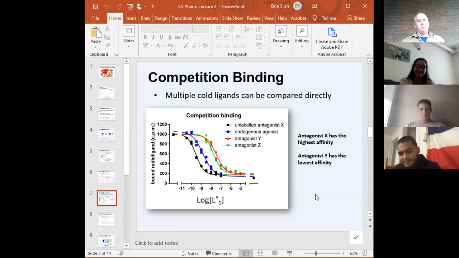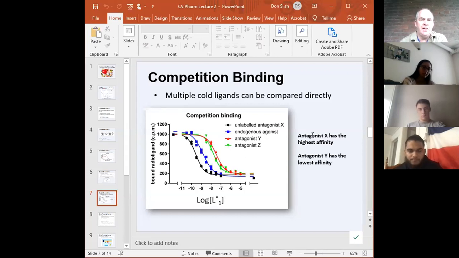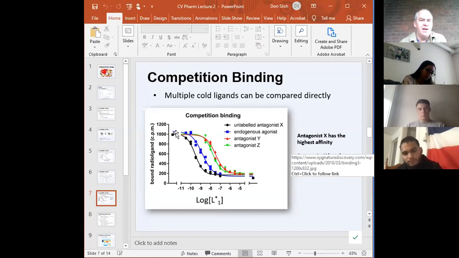Okay. So competition binding. Here is another experiment where you've got 1, 2, 3, 4 different antagonists, or 4 different things to compete. It's the same concentration of hot ligand, and you're doing 4 different experiments to see what the IC50 is of these 4 different ligands. When you look at this, you can tell which one has the highest affinity by which one displaces that hot ligand at the lowest concentration. So antagonist X here displaces that hot ligand at the lowest concentration.